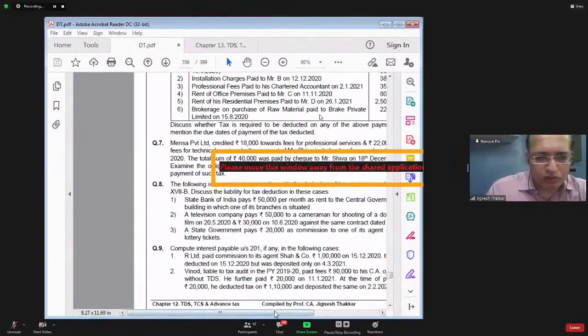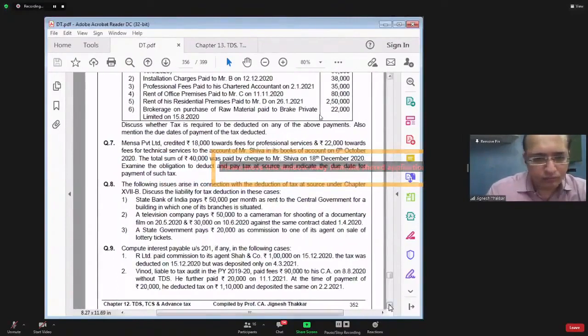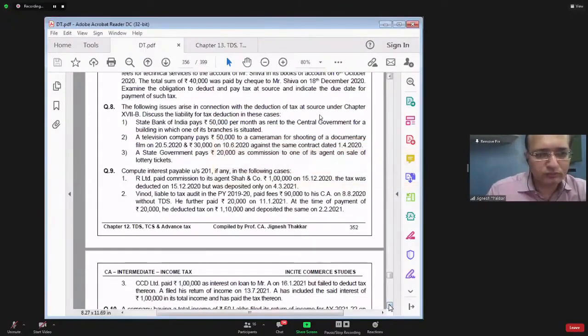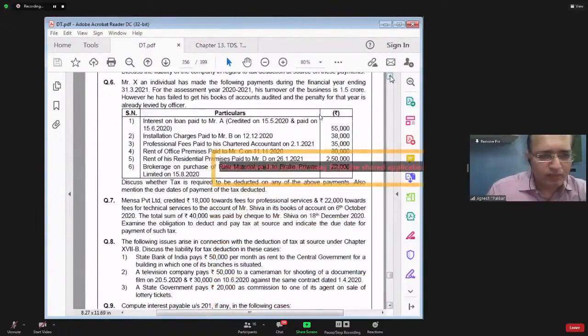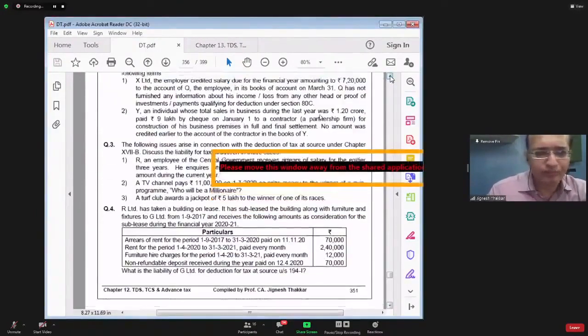So we move on to question number 9. Question number 9 on page 352. Before that, have we completed all the questions, question number 1 to 8?